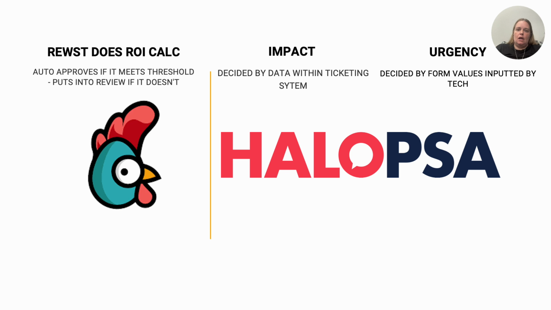So if a ticket meets the ROI requirements that we have set internally, it gets automatically approved to be worked on. The priority, however, of what gets worked on first depends entirely on the values in the rest of the form. So we have one set of values that determine the impact automatically based on current ticket volume for the category chosen, and the backlog of time on those tickets for any open tickets.